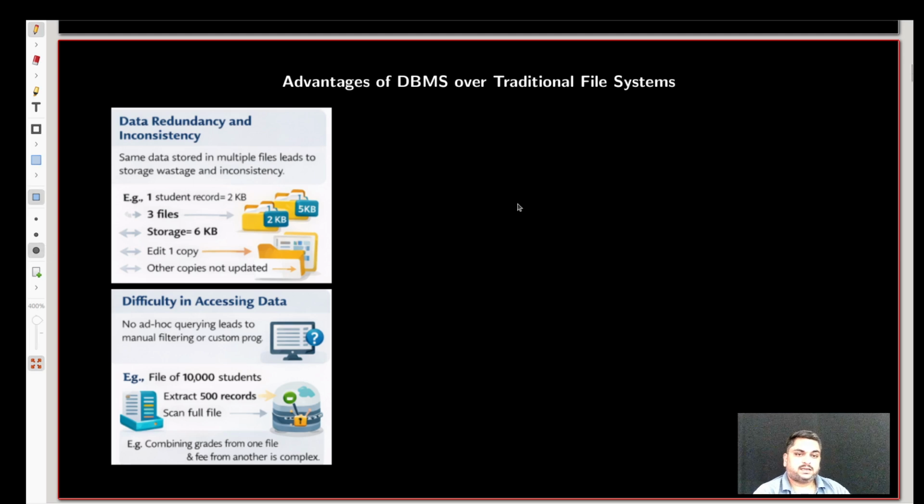Now we'll understand the advantages of DBMS over the traditional file system. See, for storing the data, I can use different files. If I use the file system provided by the operating system, what are the problems we may face, and how does the database management system overcome them? The first challenge is data redundancy and inconsistency.